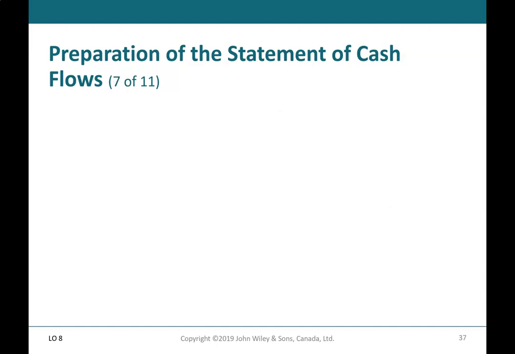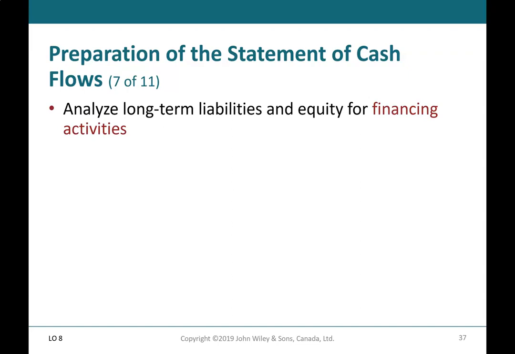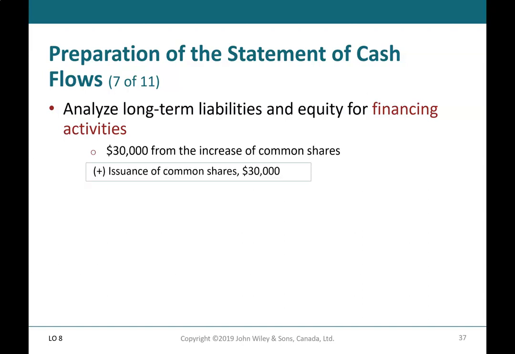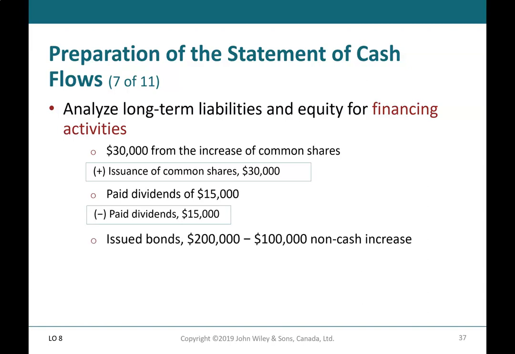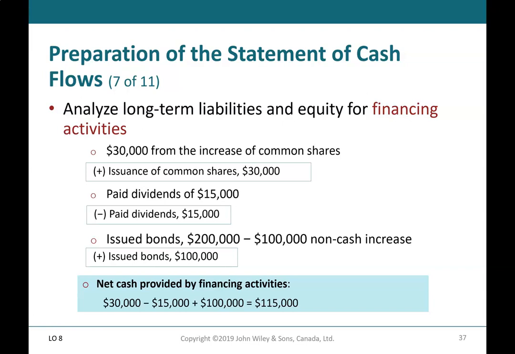Preparation of the statement of cash flows, 7 of 11. Analyze long-term liabilities and equity for financing activities. $30,000 from the increase of common shares, plus issuance of common shares, $30,000. Paid dividends of $15,000, minus paid dividends, $15,000. Issued bonds, $200,000 minus $100,000 non-cash increase, plus issued bonds, $100,000. Net cash provided by financing activities, $115,000.